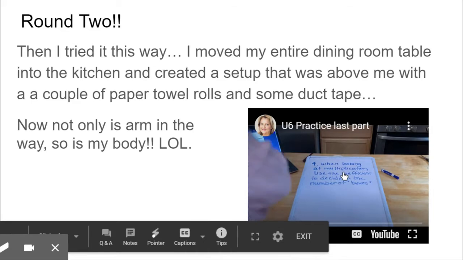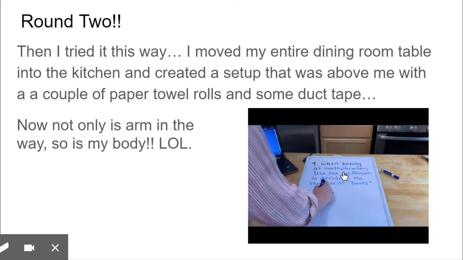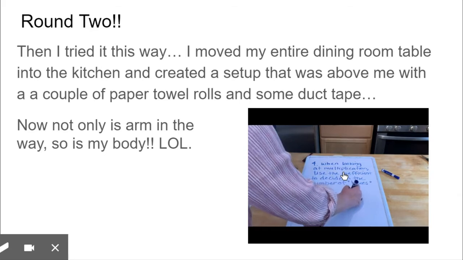Okay, so number 4. Number 4 is what we just did a second ago. The only thing I want to add is that when you're looking at a multiplication equation, use the coefficient to decide on the number of boxes. So if I look at A, I have 2A equals 4.6.